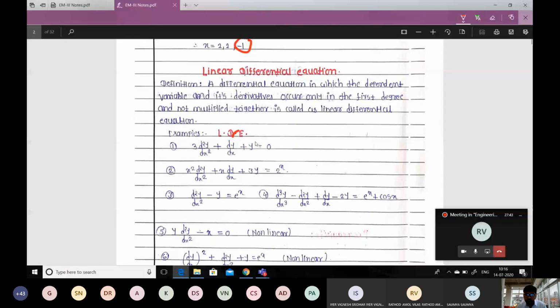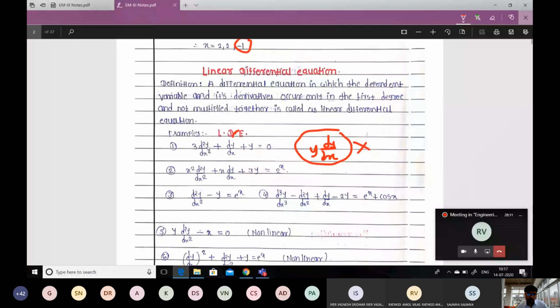If power is more than 1, it is not called a linear differential equation. It occurs only in the first degree and is not multiplied together. Also, if there is a product of the dependent variable like this, y dy by dx, this term is also not acceptable in the case of a linear differential equation. So let us see an example so that you can understand the definition.